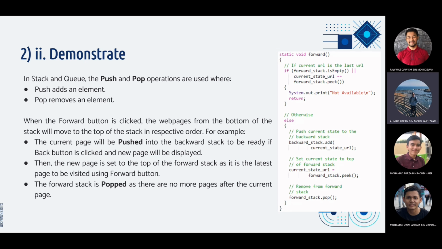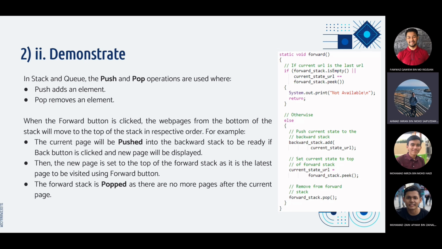This means that the current page will be added into the backward stack, so if we click the back button, the previous page will be displayed. Then the new page is set to the top of the forward stack, as it is the latest page to be visited using the forward button. And lastly, the forward stack is popped as there are no more pages after the current page. This means that if you are in the latest page, you cannot use the forward button again.